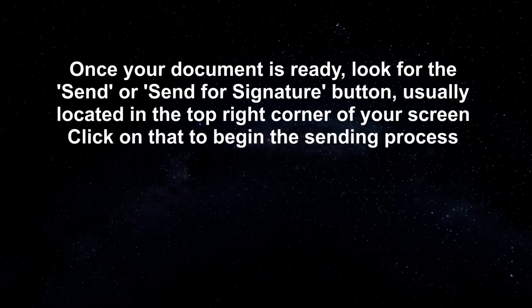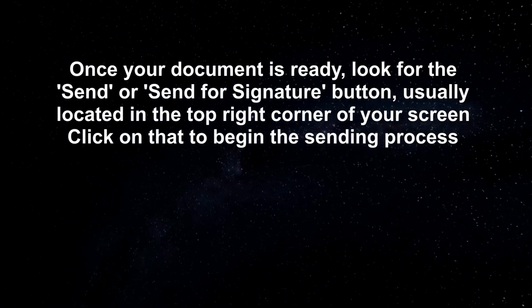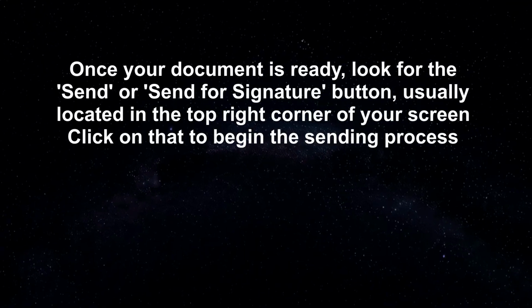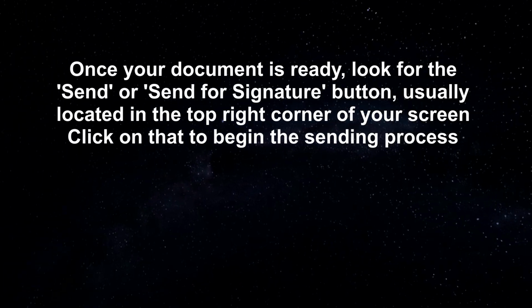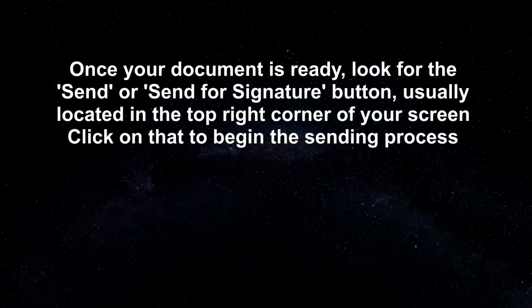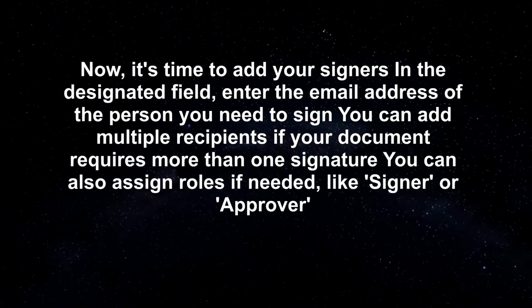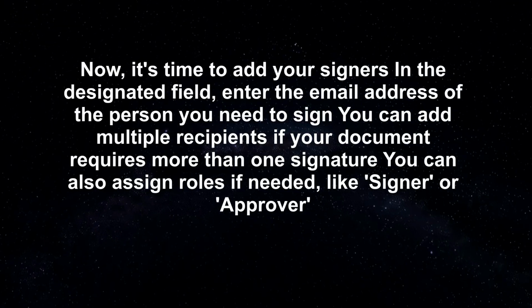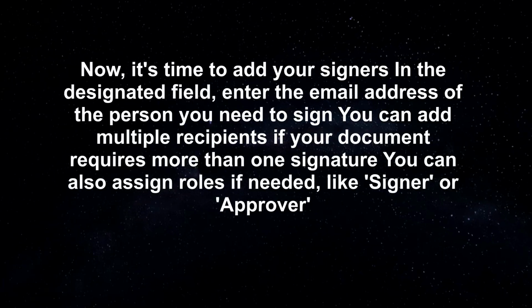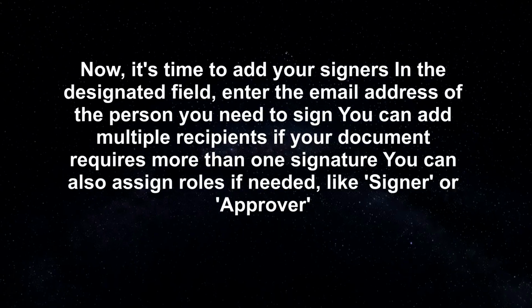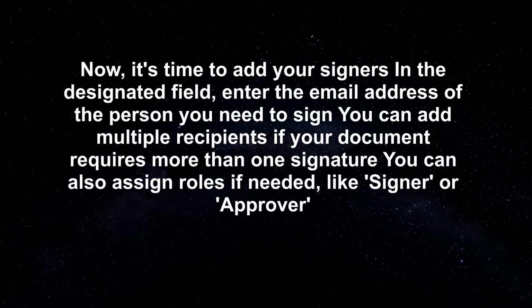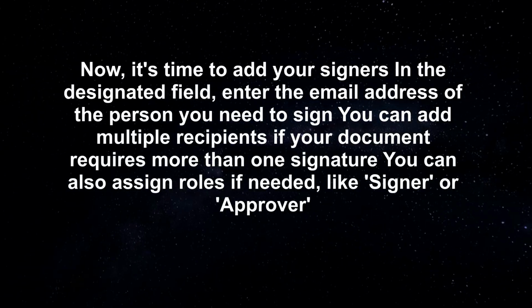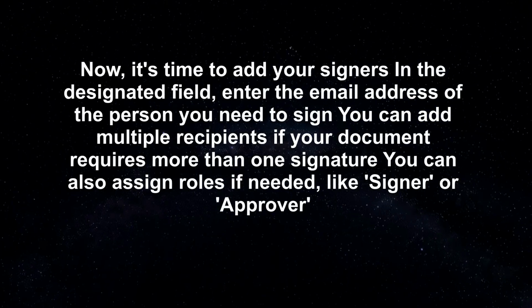Once your document is ready, look for the Send or Send for Signature button, usually located in the top right corner of your screen. Click on that to begin the sending process. Now, it's time to add your signers in the designated field. Enter the email address of the person you need to sign. You can add multiple recipients. If your document requires more than one signature, you can also assign roles if needed, like signer or approver.